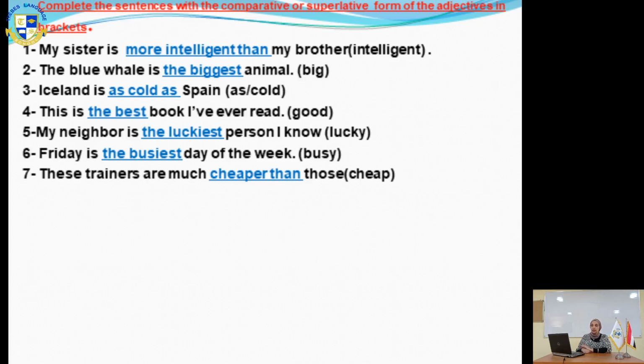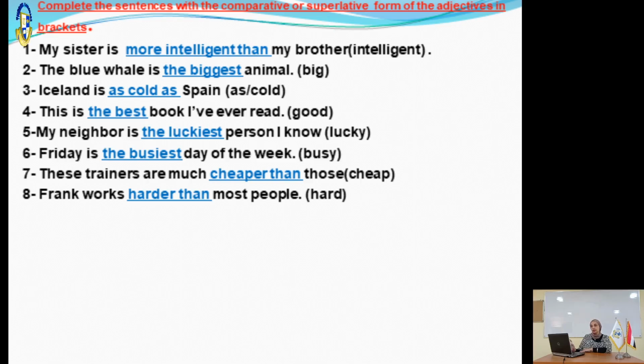Number 7, these trainers are much, those cheap. We have cheap and we have much, so we have to use the comparative form. So these trainers are much cheaper than those ones. Number 8, Frank works harder than most people. Okay, why didn't I use here the hardest? Because I'm not describing Frank. I'm saying that he is working harder than people, but he is not the hardest one.